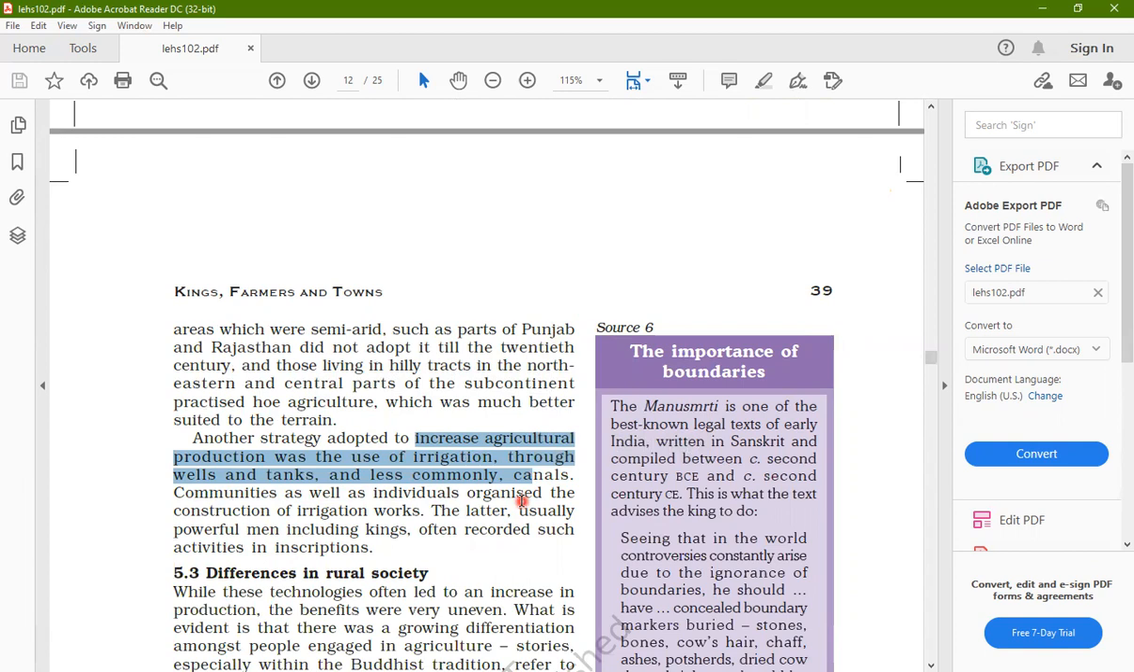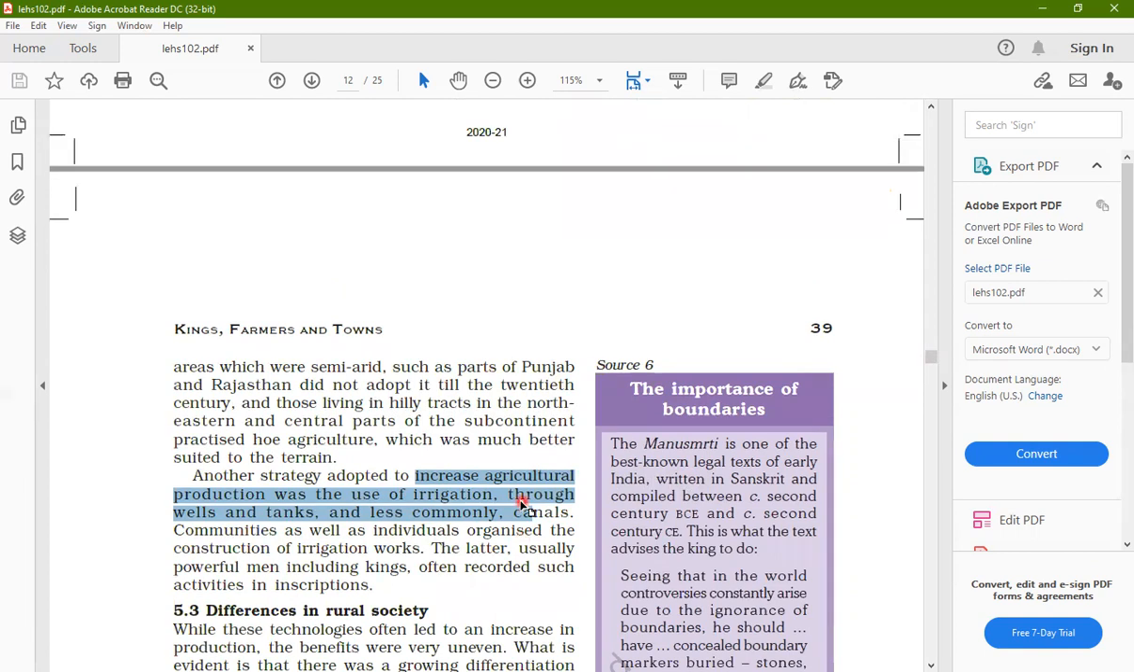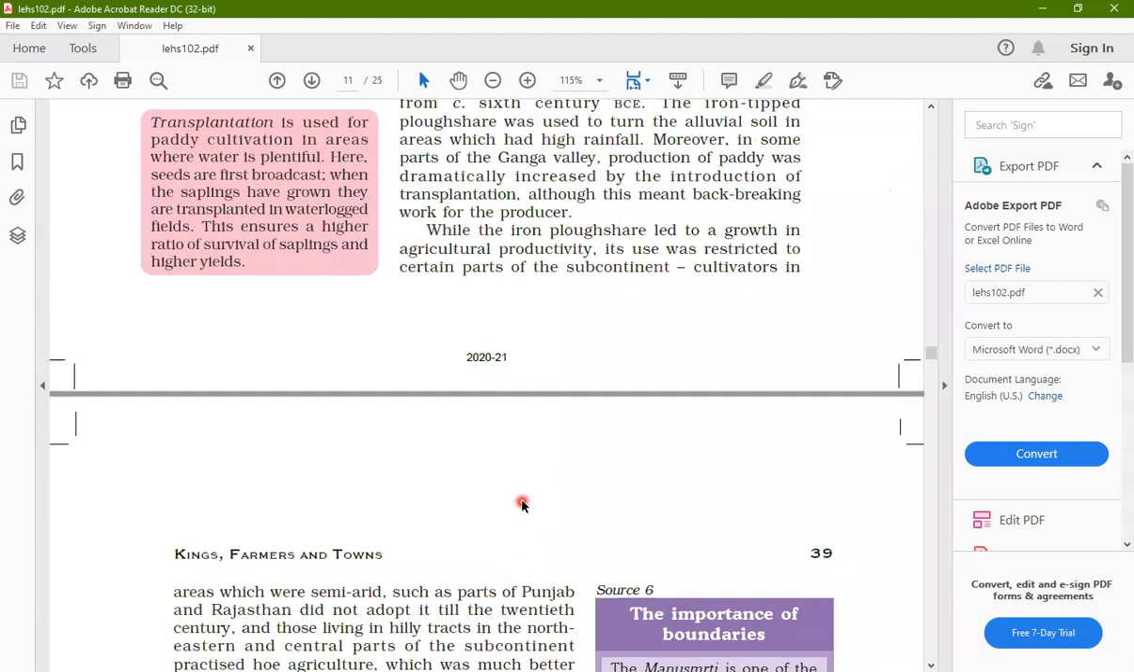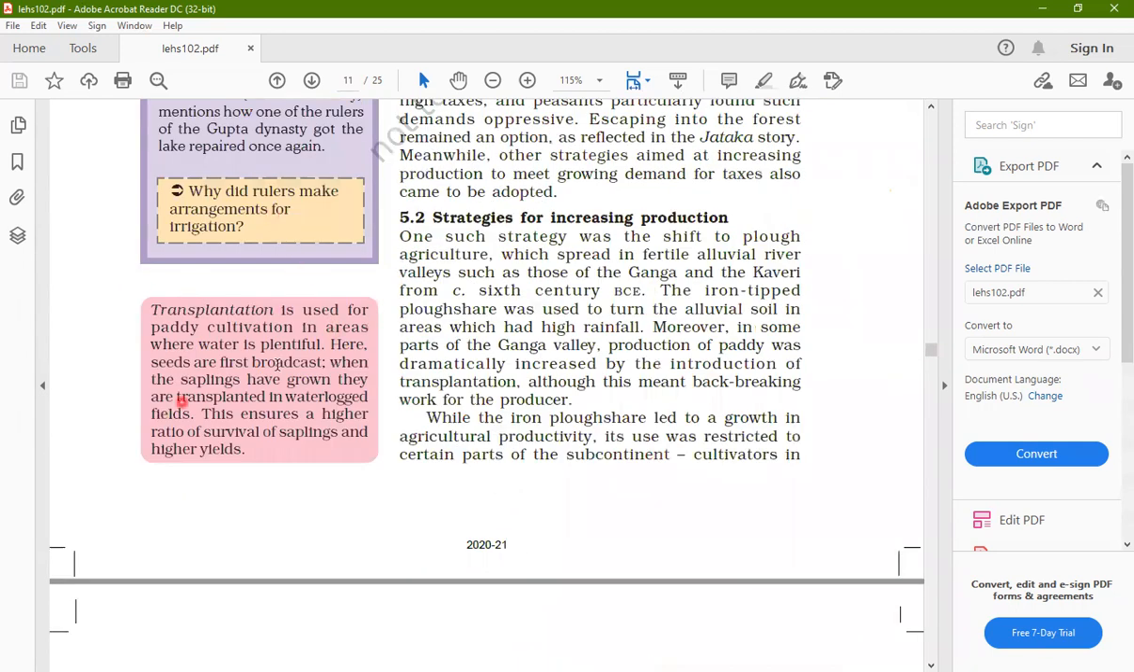So in some parts of Ganga Valley, production of paddy was dramatically increased by the introduction of transplantation. And what you mean by transplantation is kind of important. Just keep in mind what transplantation is. It is a very basic term. Transplantation is used for paddy cultivation in areas where water is plentiful. So is it clear?